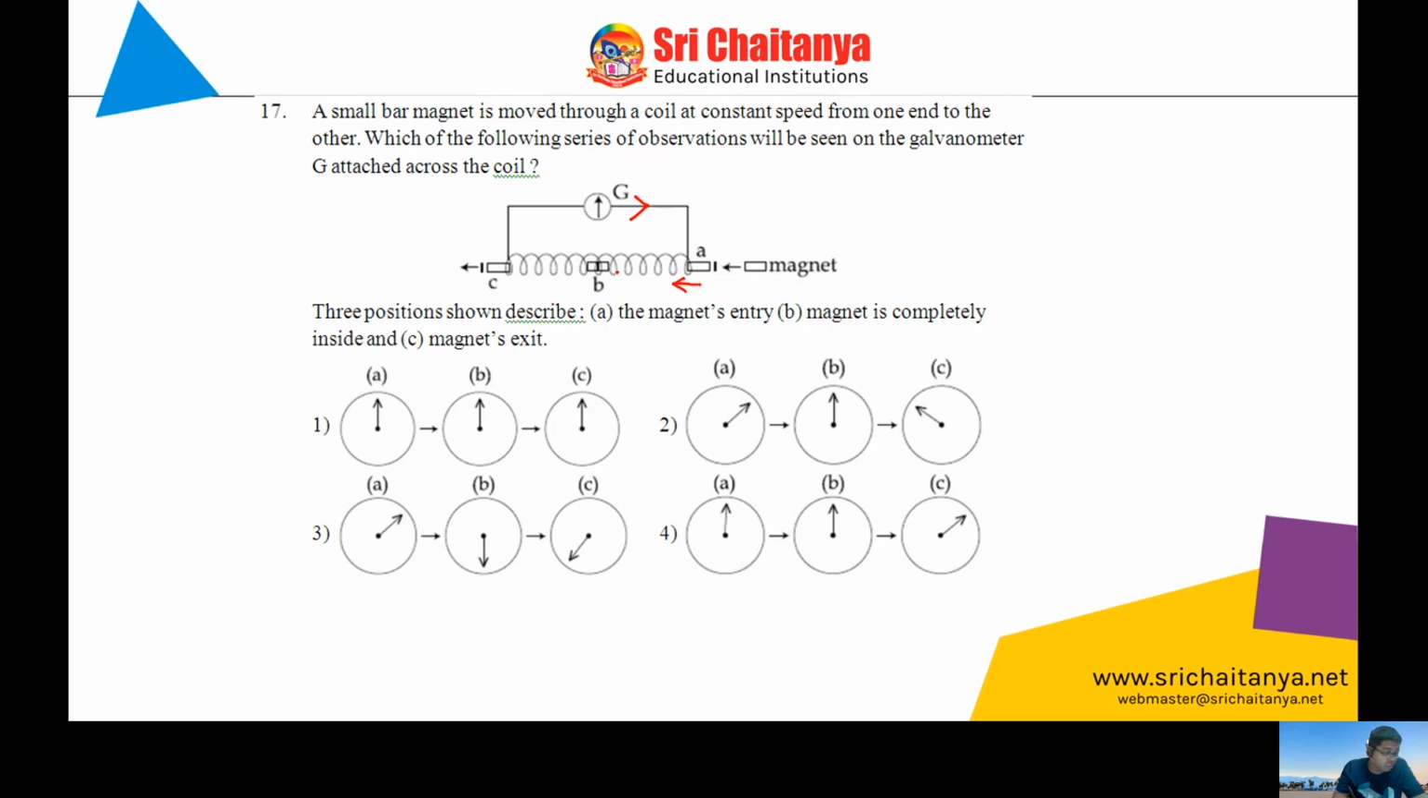Once the magnet completely enters inside the coil, the flux will no longer be changing, as it is moving continuously inside the coil only. As long as it is moving inside the coil, flux will not be changing, so the induced EMF will be equal to 0, so no current will be induced, the current will be 0, so the reading of the galvanometer will also be 0. And once it starts to come out of the coil, the flux will start decreasing, so the current will flow in the opposite direction. So obviously option 2 is the right choice.